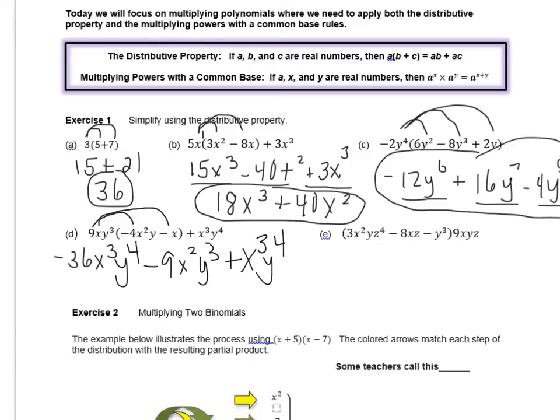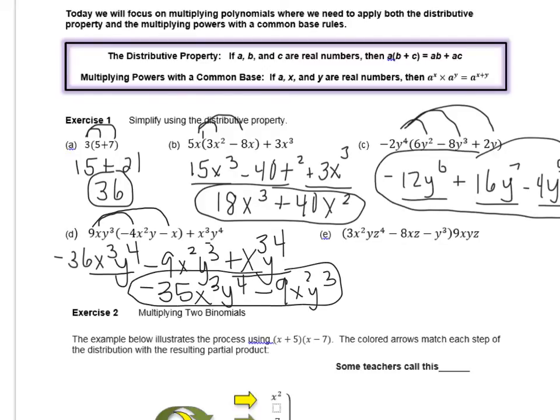So now you have to look and see if you have any like terms, and you do. You've got an x to the third y to the fourth here and here. Negative 36x to the third y to the fourth, plus 1x to the third y to the fourth, is equal to negative 35x to the third y to the fourth, and we still have the minus 9x squared y to the third. Those are not like terms, you can't combine them.